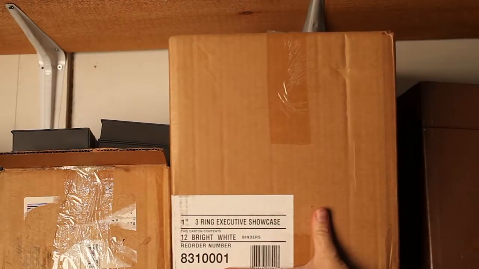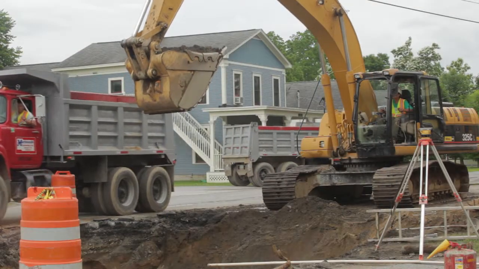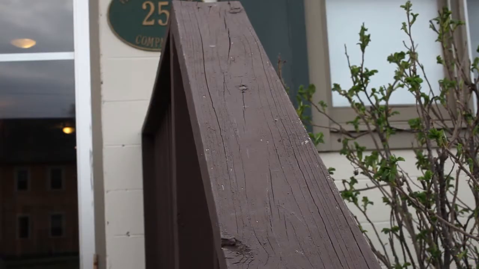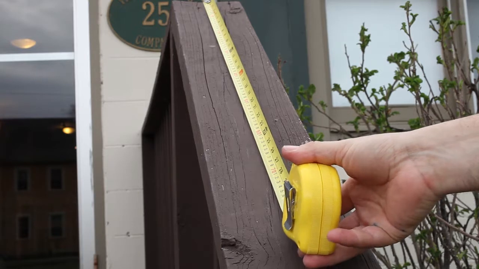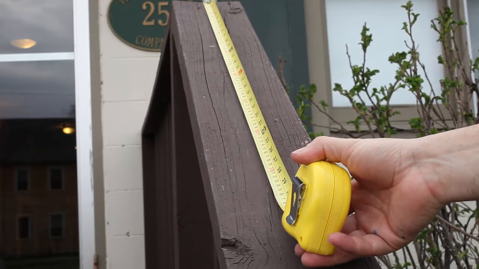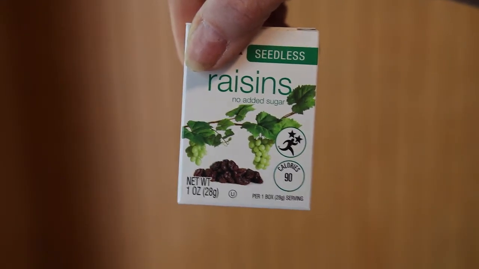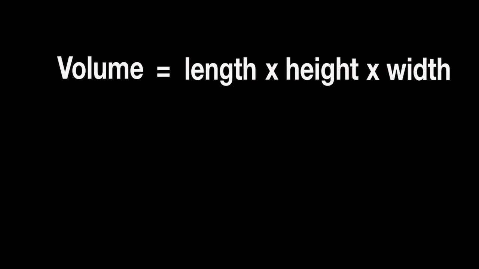This box is referred to as a rectangular prism or as a rectangular solid, whereas this construction equipment has an irregular shape. If we have a tape measure or measuring stick, such as a ruler, it's not difficult to calculate the volume of regularly shaped objects. Let's calculate the volume of this regularly shaped box of raisins. To find the volume of regularly shaped containers, we use a simple formula. The formula is volume equals length times height times width.